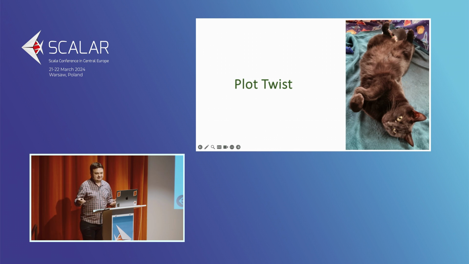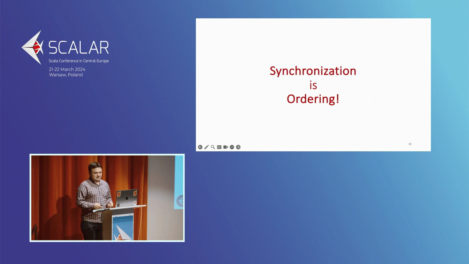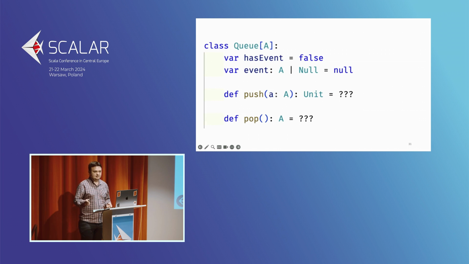When people think about synchronization, they think about atomicity, right? Those synchronized blocks. Is that instruction executing atomically or not? Well, a more general mental model that we can use is that synchronization is ordering, right? Forced ordering. And I'll explain what that means. But first, we are going to implement a naive queue implementation that has only one event in it.